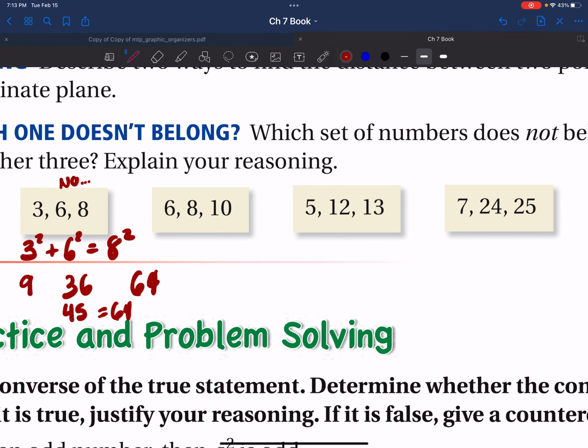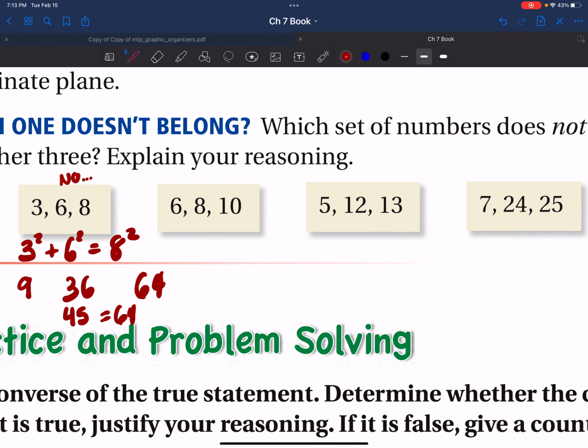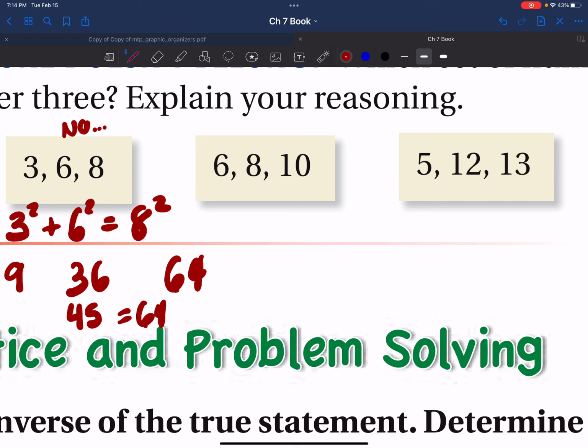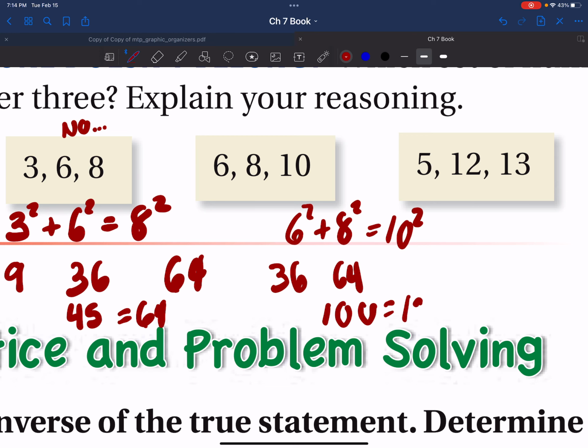Let's just check the rest. 6, 8, and 10. So the 2 smaller sides would be legs. 6 squared plus 8 squared equals 10 squared. Let's find out. 6 times 6 is 36. 8 times 8 is 64. 36 plus 64 is 100. 10 squared is 100. So these numbers do make a right triangle.